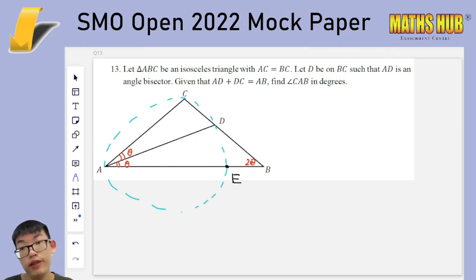Now, why did I do that? Well, the first reason why I did that is immediately this angle here is the exterior angle of the cyclic quadrilateral, I should say. So it is going to be equal to 2 theta, and that gives you another smaller isosceles triangle. So we get an equal length here.